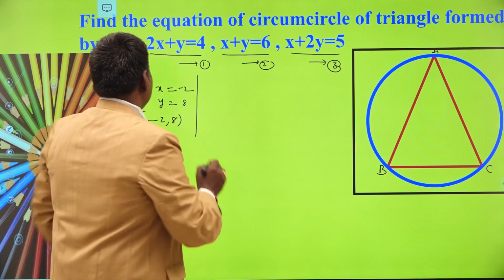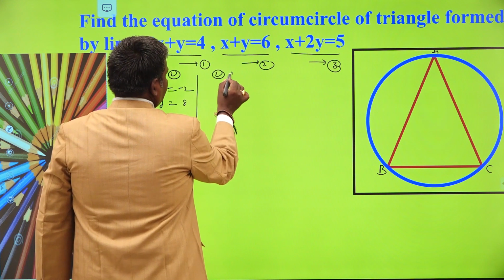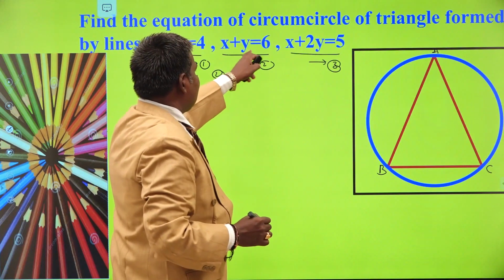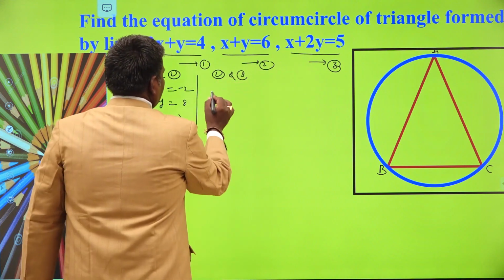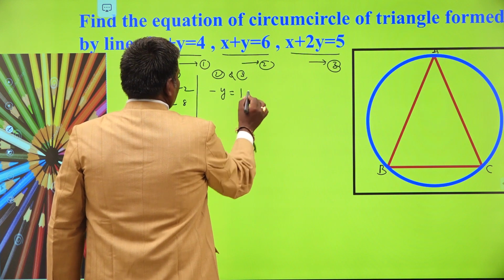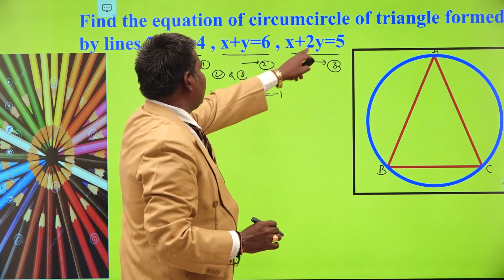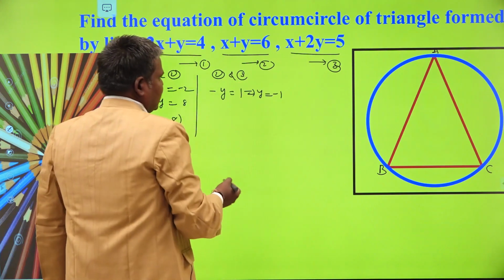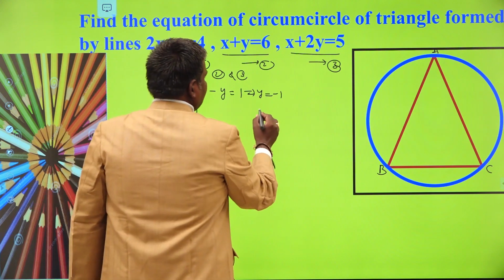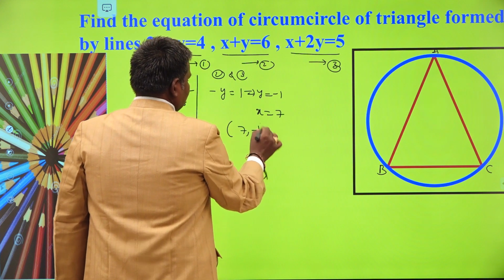That was by solving 1 and 2. Now solving 2 and 3. What happened? Subtract again, x gets cancelled, y minus 2y, that is minus y, is equal to 6 minus 5, that is 1, which implies y equal to minus 1. Put y equal to minus 1 here, what happened? x is equal to 7. Minus 2 comes to the right side, that is plus 2, 2 plus 5, 7, that is x equal to 7. So, the point is 7 comma minus 1.